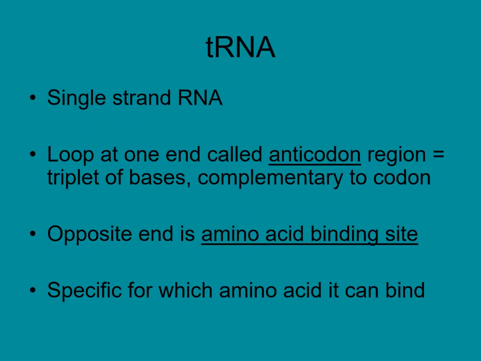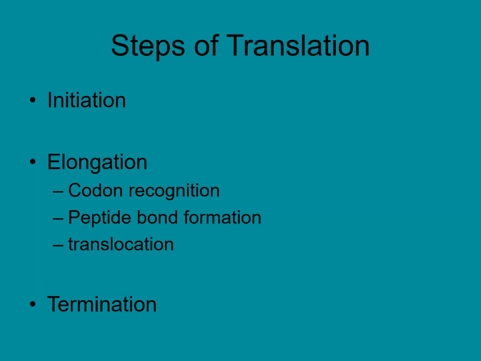So, just like most RNAs, it's going to be single-stranded. It's folded up into a 3-dimensional shape. At one end of it, it has what's known as an anticodon region. This is what recognizes the codon on the mRNA. Opposite of that is an amino acid binding site where it will attach the amino acid to it. And then, like I said, it's very specific.